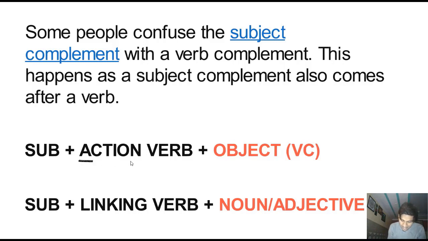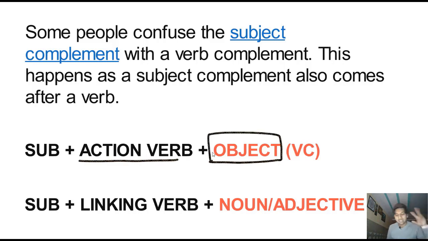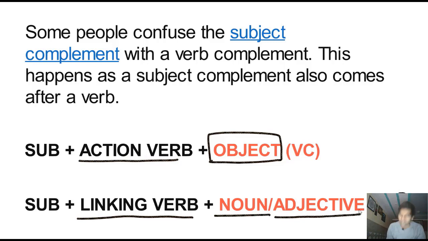After an action verb, you have a verb complement in form of an object. That could be a noun, pronoun, gerund, infinitive, right? All the things we've already talked about. After a linking verb, we have a subject complement in form of a noun, noun phrase, noun clause, adjective or adjective phrase. It can't be an adjective clause, right?